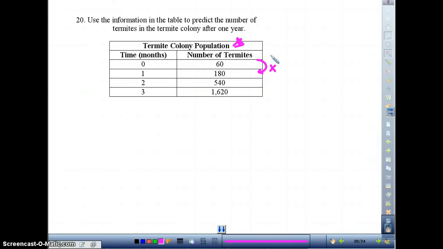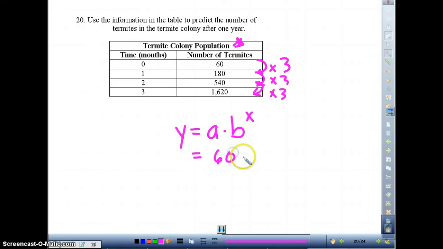So if you take 180 and divide by 60, your common ratio is 3. If you take 540 and divide by 180, we're multiplying by 3. And from here to here, double check it, we are multiplying by 3. So I know that y equals a times b raised to the x. I have a starting population at time equals 0 of 60. My common ratio is 3 raised to the t.